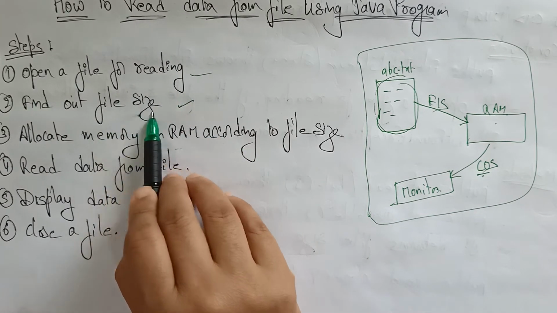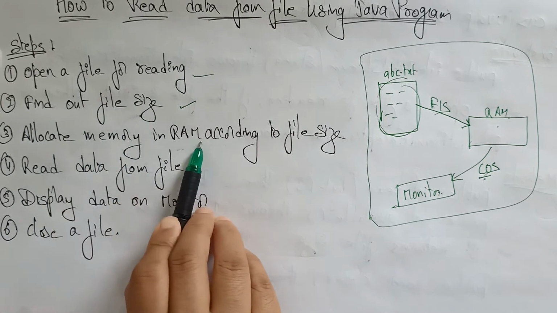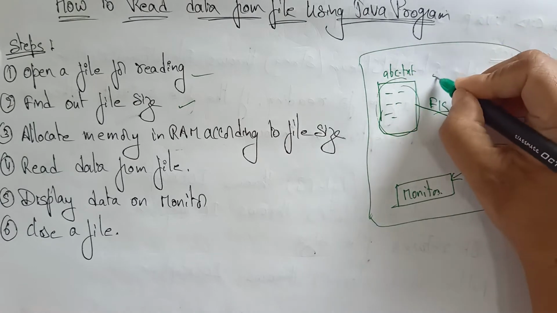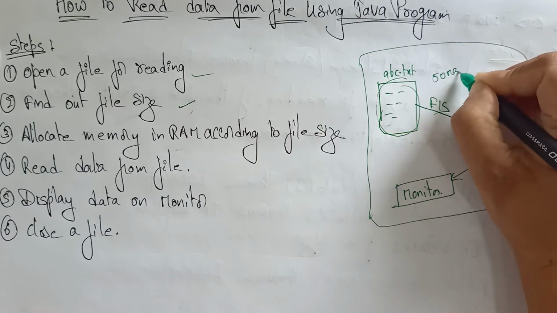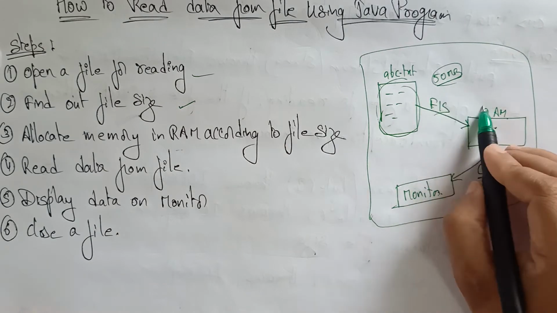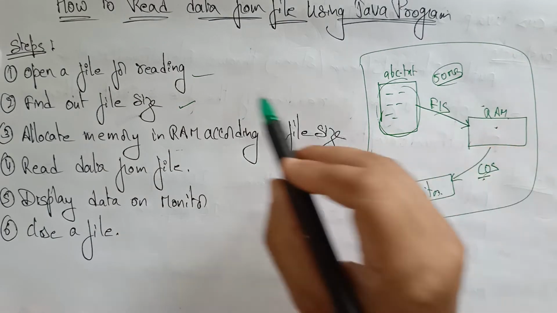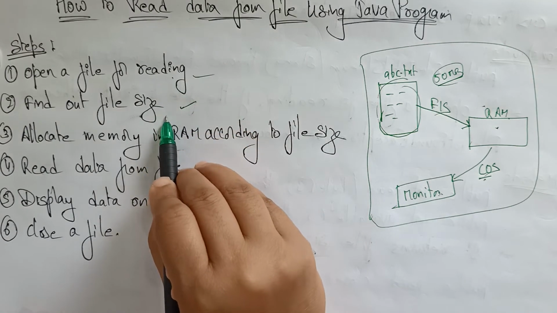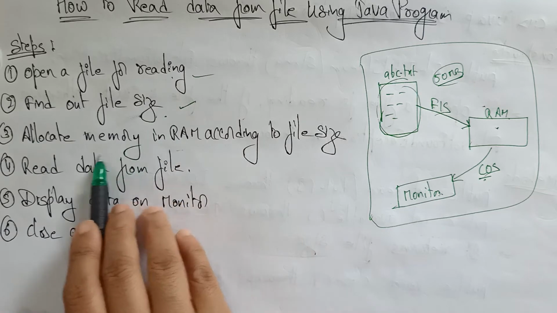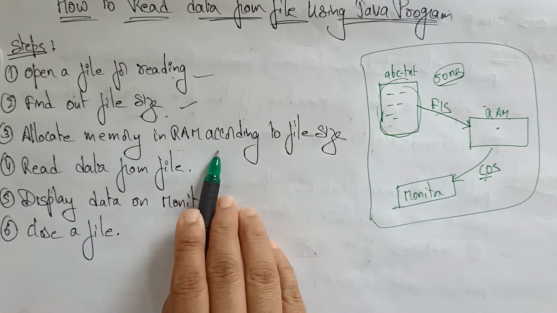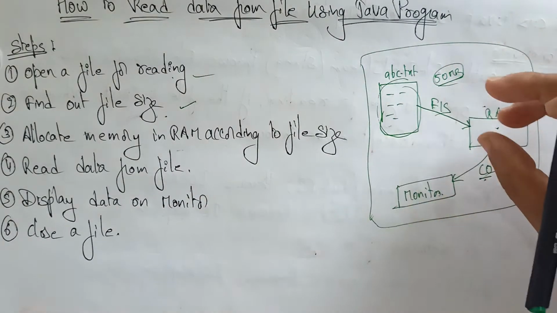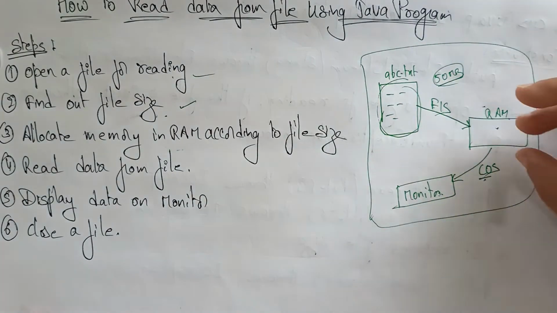Whatever file size we have found, allocate memory in RAM. Suppose some 50 megabytes of data is there. So try to allocate memory in RAM according to the file size. Open a file for reading, first find out the file size, and that size has to be allocated in RAM memory. Now I have opened the file, read the file size and allocated memory.